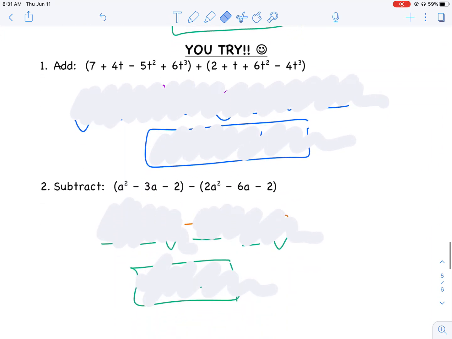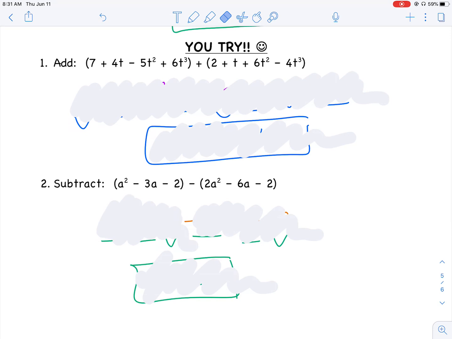You try some of these problems. So pause the video, try number 1 and try number 2, and see if you can add and subtract these two polynomials. And then come back and see if you got the same thing I did.